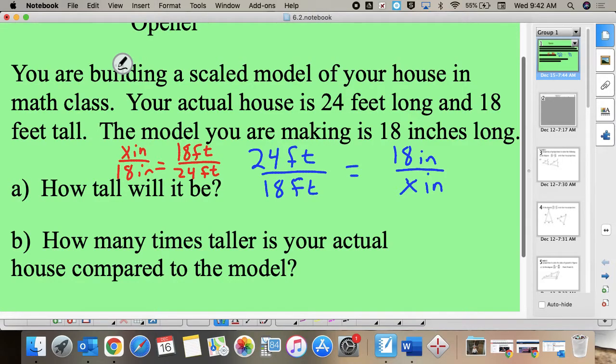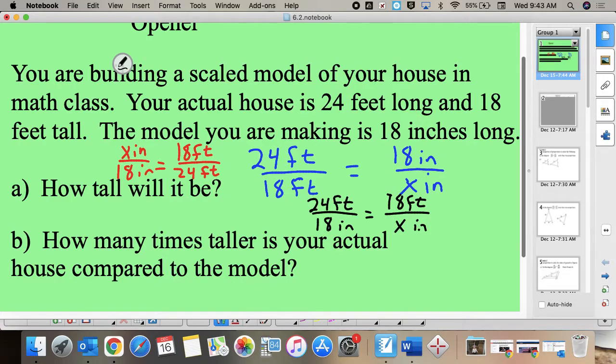And if you do length to length, you'd have 24 feet over 18 inches. Then I have to do height to height. I'd have to do 18 feet over my X inches. All of that is perfectly fine. All three of these, you'll get the same exact answer.